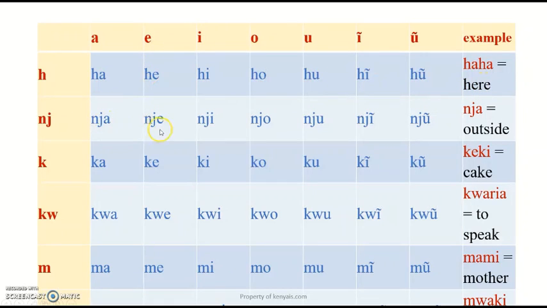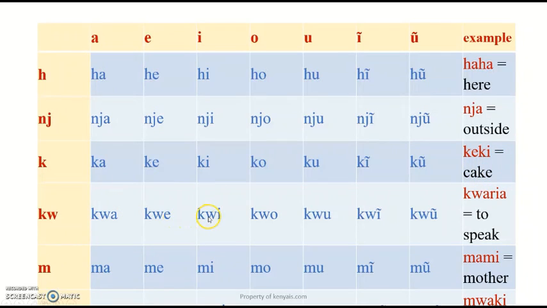Then there's ja, je, ji, jo, ju, je, jo. An example is ja. Ja means outside in Kikuyu. Then ka, ke, ki, ko, ku, ke, ko. And an example is keki. Keki is borrowed from English. It means cake.